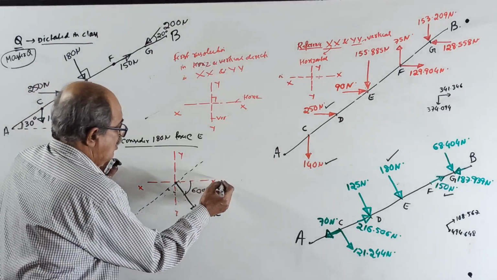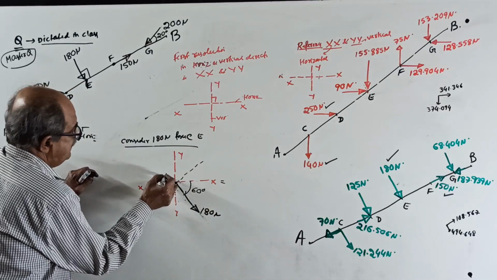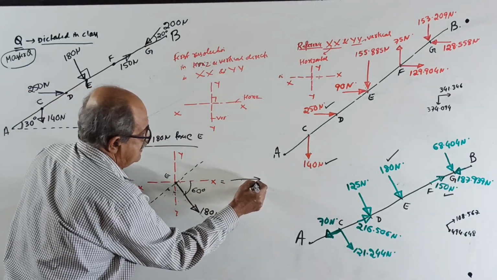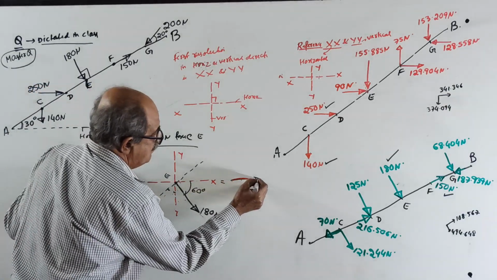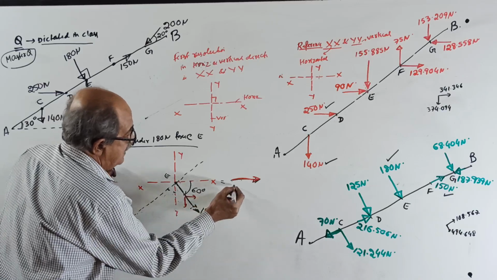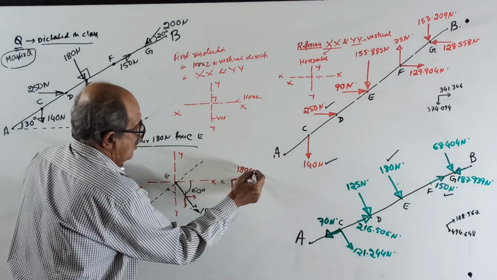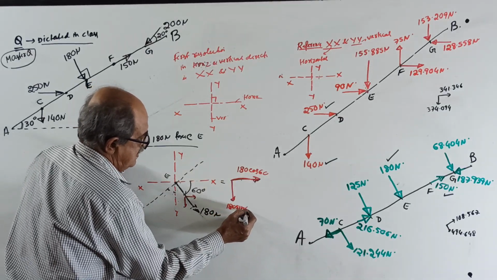Now, if I resolve this force, which point is this? This point is E. Anywhere you can write it this way: a horizontally right component, in red color, and a down component. The horizontal component is 180 cos 60, and this is 180 into sin 60.